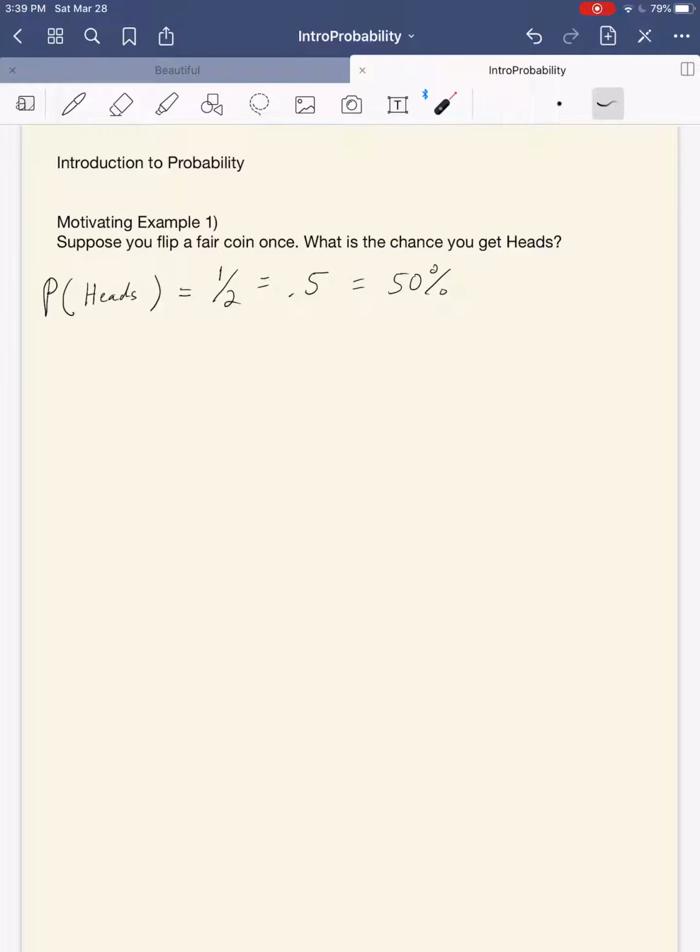Now, there is something subtle that maybe we don't initially think about that goes into that analysis. Right now, all we've said is that a coin has two things that can happen, heads or tails, and heads is one of them, so it's 1 out of 2.